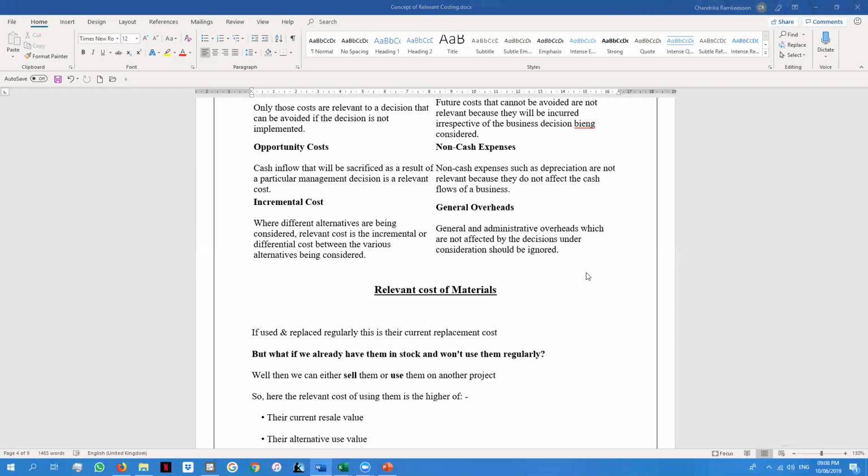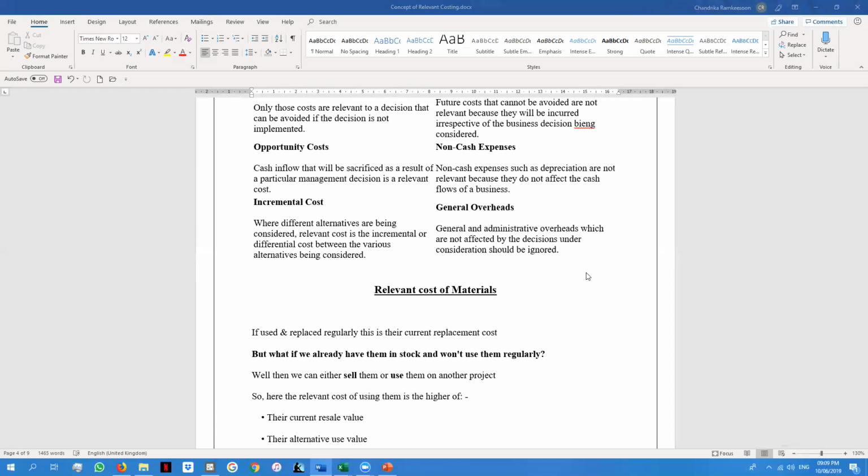We do not intend to replace it because it is not regularly used in production. The only thing that can be done with that material is to sell it as scrap, and let's say it's 1,000 kilograms there, and that is what is needed on the new job, the special order. The only thing which can be done is to sell that material as scrap for $2 a kilogram. Now, in that case, the relevant cost of the material to be charged to the special order should be $2,000, the 1,000 kilograms at $2 a kilogram, which is the scrap value.